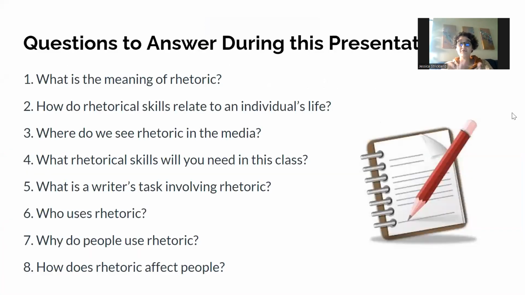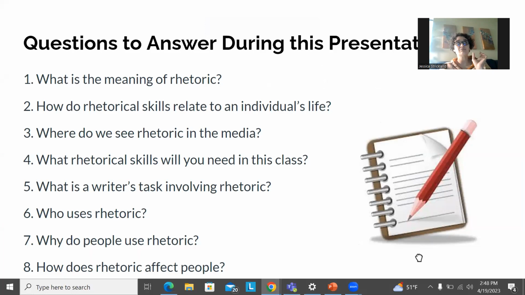Okay, so these are the questions that you need to answer during the presentation. These are the same questions that are part of the Canvas assignment. If you go to module 3 in Canvas, you'll see the assignment, what is rhetoric? And these are the 8 questions for that assignment. So we're going to answer them throughout the presentation. So pause me, write them down so that you can answer them as we're talking.